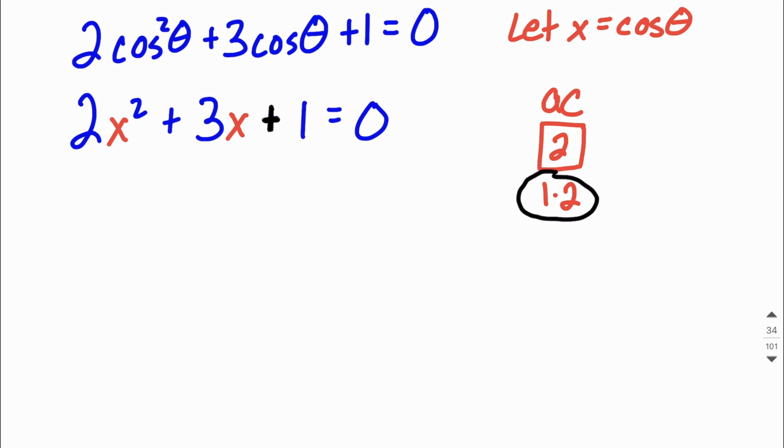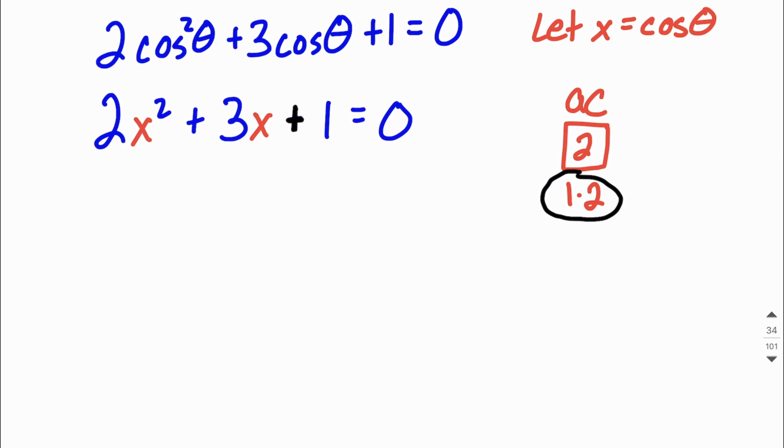So if you haven't seen the AC method before, bear with me on this. It's actually pretty easy, but if you haven't seen it and you have a different method to factor this, go for it. The AC method says you bring down that first term, you bring down the last term, and we're going to rewrite that middle term. We're going to split it apart into 2 separate terms.